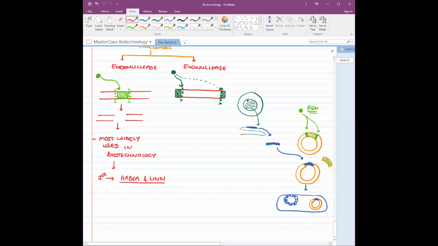What were Arber and Linn working upon? They were working upon E. coli. Now, guys, remember, E. coli is the most beautifully studied microorganism ever. We know everything about E. coli, each and every aspect of its life, its life cycle, reproduction, everything. The most widely studied bacteria ever. So we got this E. coli, and along with this, they were working on a bacteriophage.